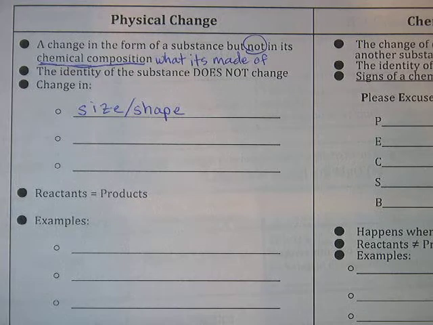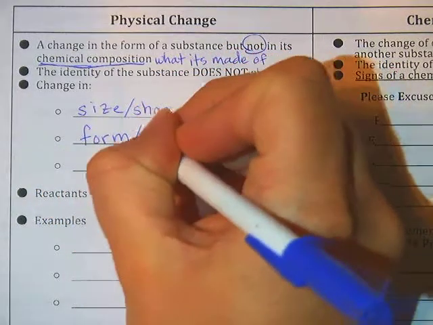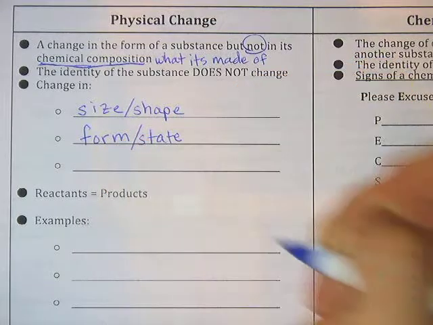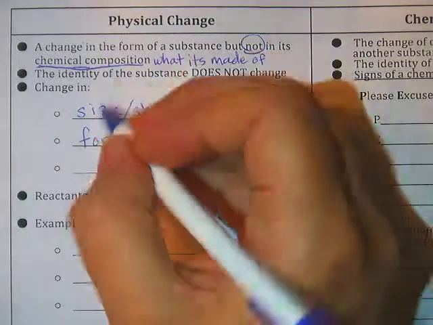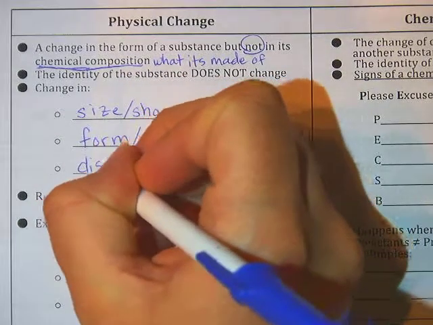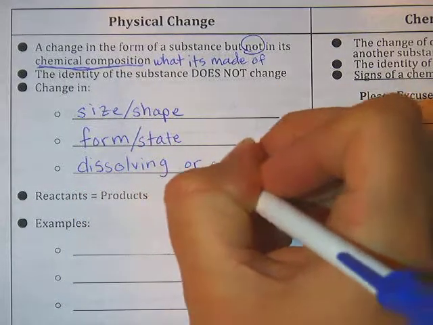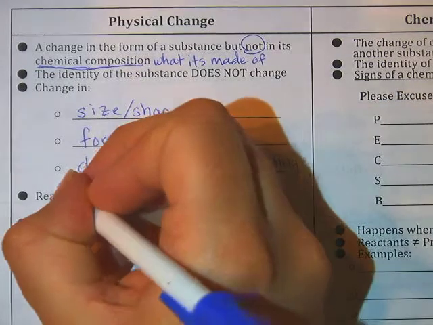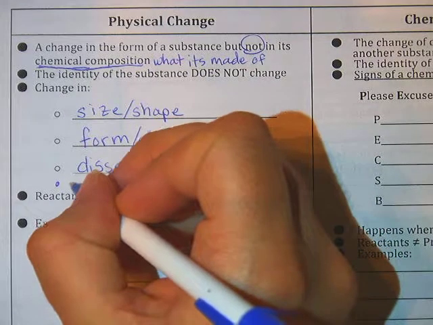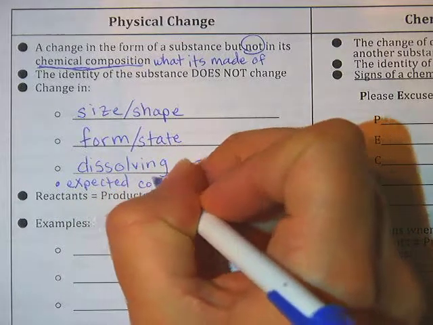It can be a change in form or state. And you could also see something dissolving or separating. Those are physical changes. I'm going to actually add a bullet here that another type of physical change is an expected color change.